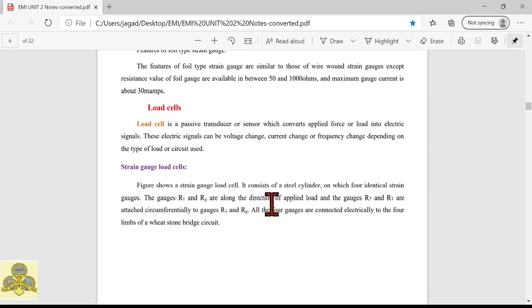These electric signals can be a voltage change, current change, or a frequency change depending upon the type of load or circuit used. The load is the same, the pressure or force you apply is the same, but in turn we have one circuit. So depending upon our circuit, it may give the result as a change in voltage, or a change in current, or a change in frequency.